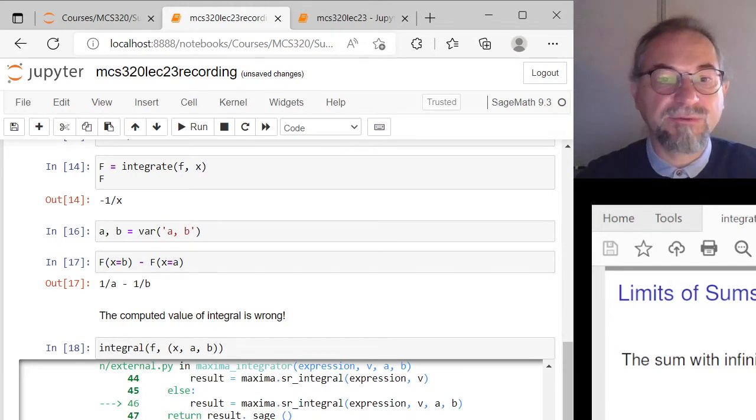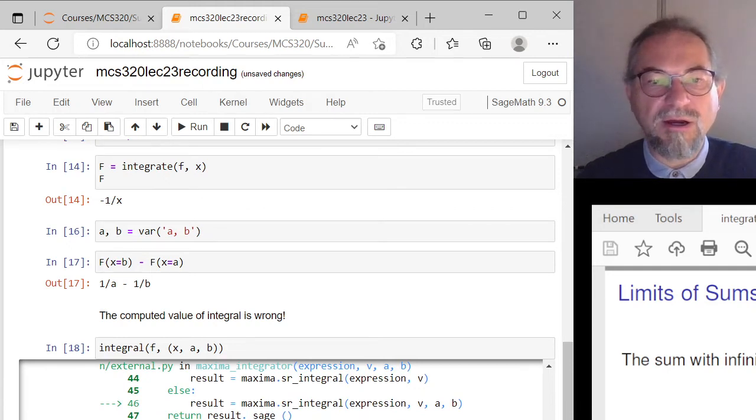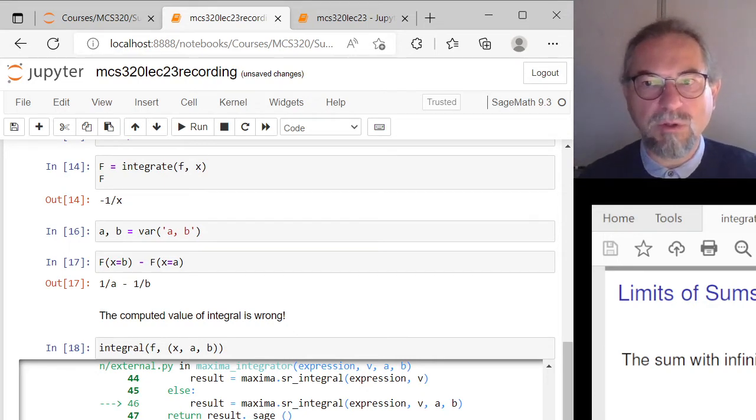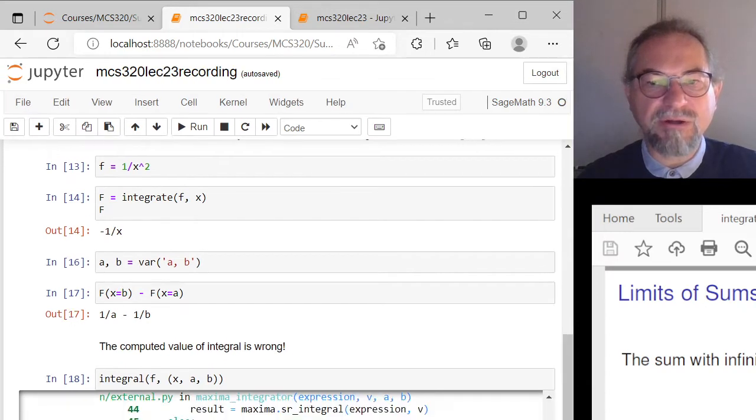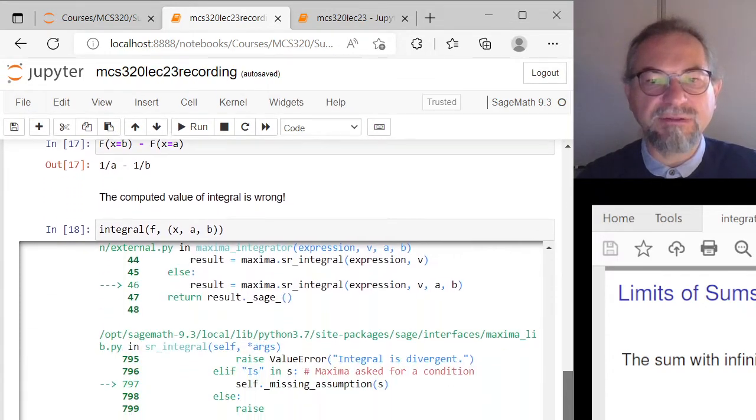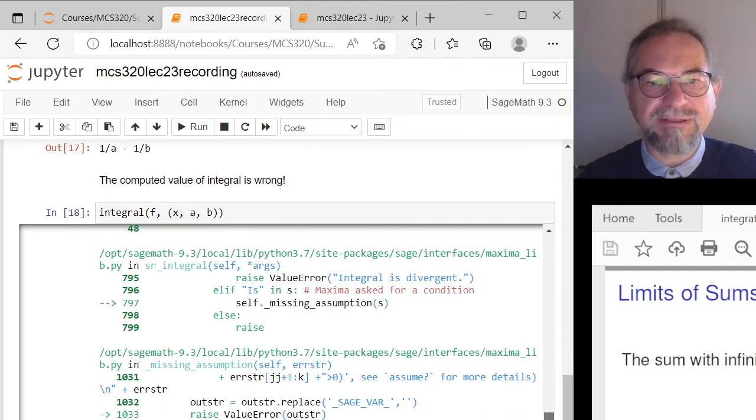So it's also kind of good that the error comes from Maxima, one of the components in Sage. And here you see that the integral is divergent. It's for us kind of nice to see what is happening. For if this is your first time using SageMath, then this might be rather scary, seeing these very extensive messages. But there is a missing assumption here.